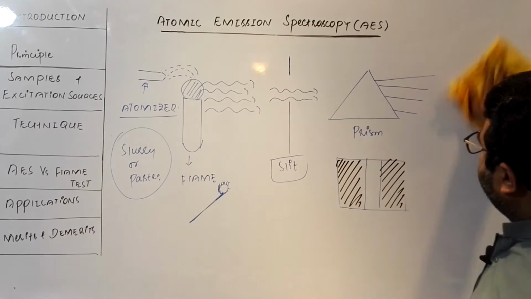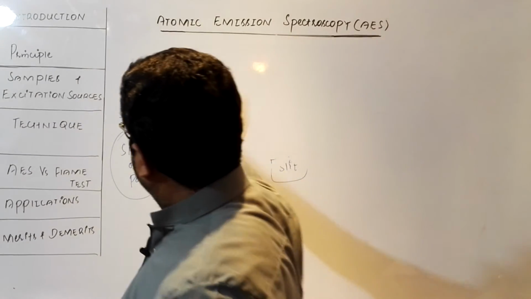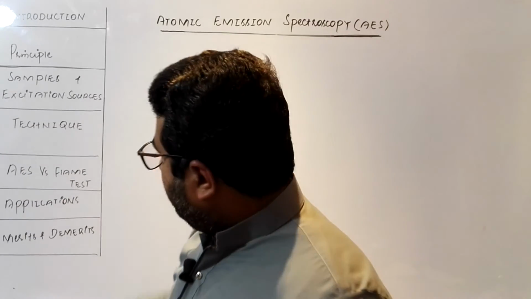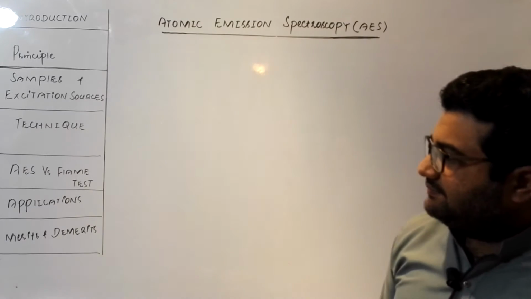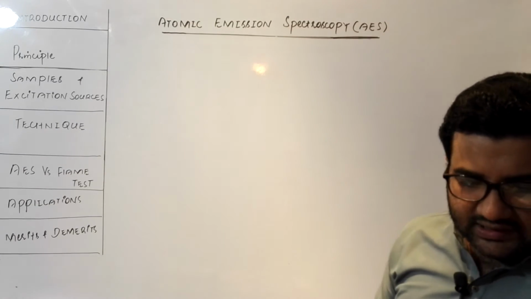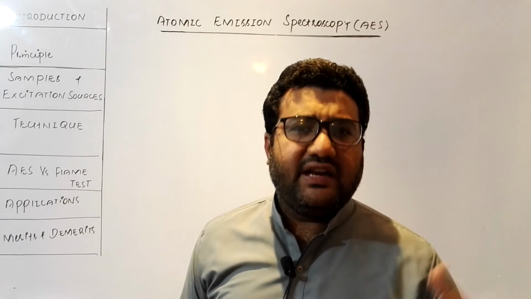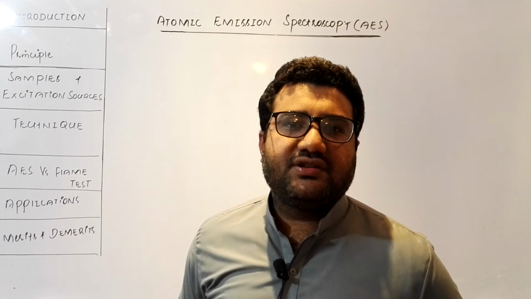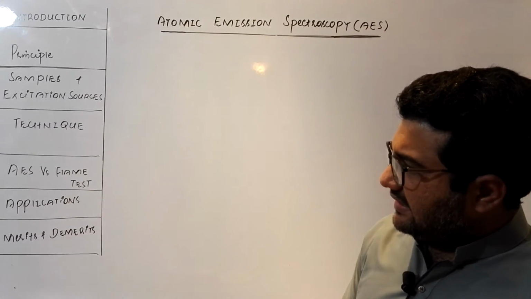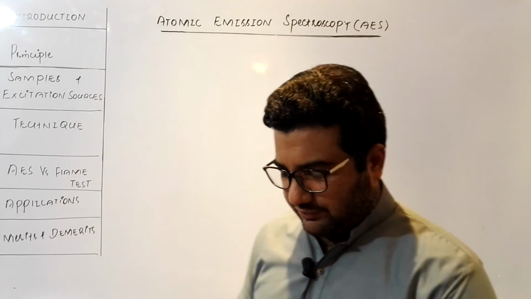After this technique, now we are moving towards the next part, that is atomic emission spectroscopy versus flame test. You know that flame test is also used as a preliminary test for the detection of the metals. Then, if flame test can help us to detect the metals, why do we use the atomic emission spectroscopy?